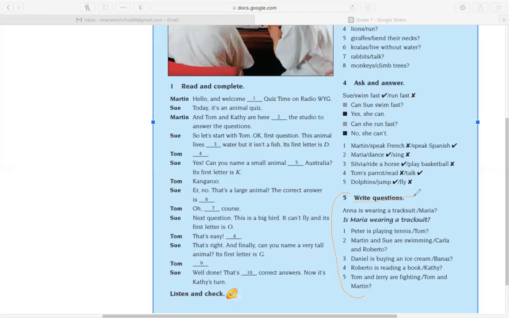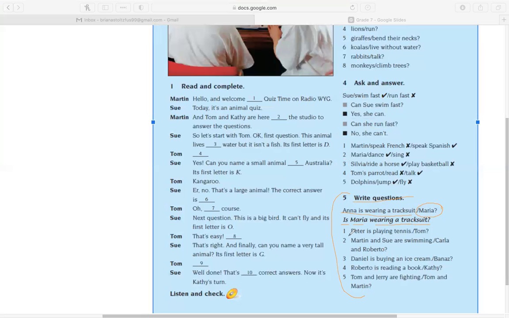Let's try to make some more questions. Here we have a statement. Anna is wearing a tracksuit. Now let's ask about Maria. To ask a question, we'll use is because it's one person. Is Maria wearing a tracksuit?